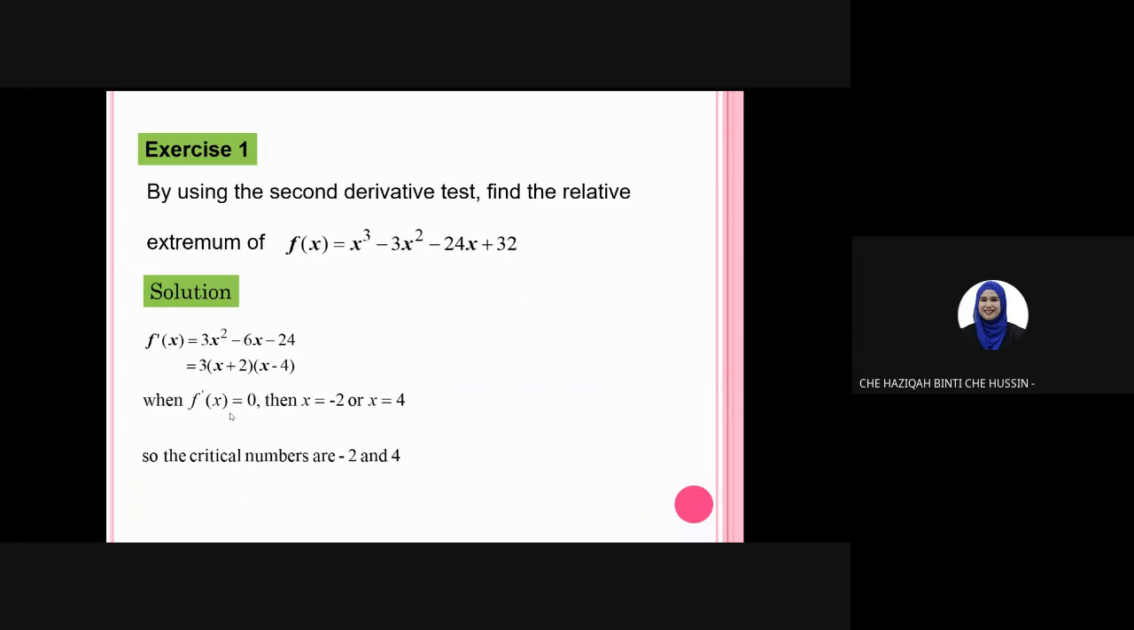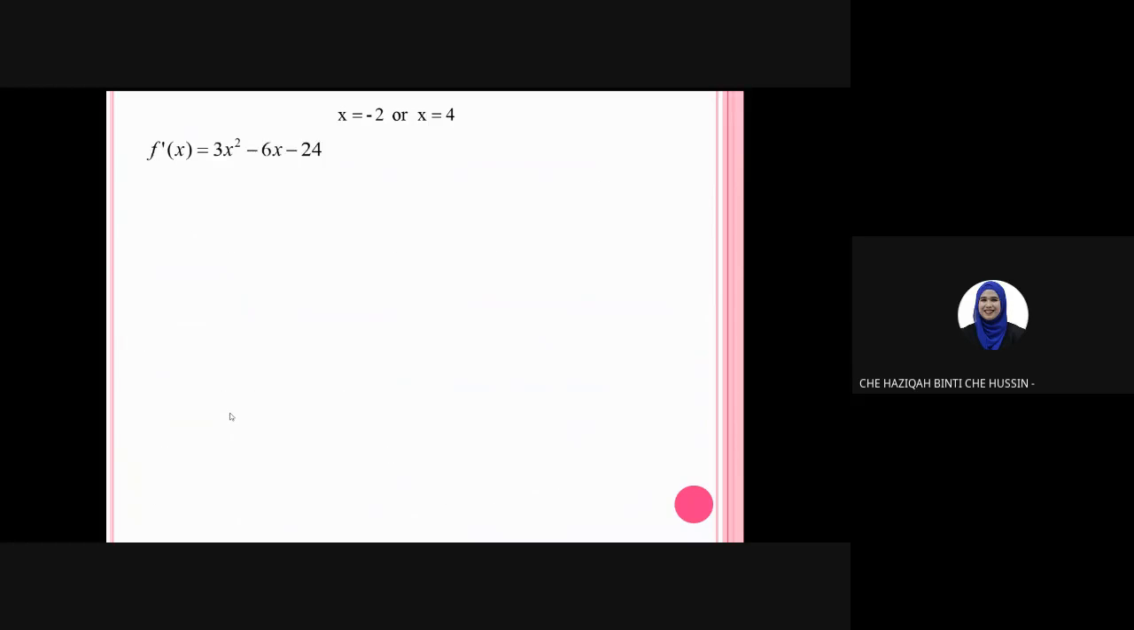To determine the relative extremum, we use the second derivative. So we need to differentiate once again and find the second derivative. Differentiate 3x squared to get 6x. Differentiate negative 6x, and we get negative 6. Differentiate the constant, and we get 0.